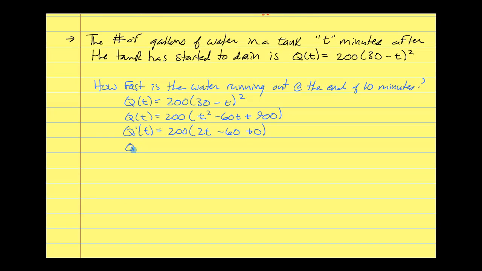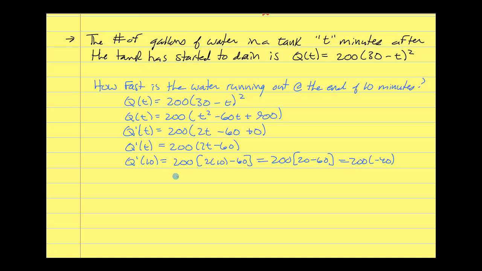So I get Q prime of t, the rate of change of the gallons of water in a tank after t minutes, is equal to 200 times 2t minus 60. So that's Q prime of t. Now we want to know what's happening at 10 minutes. So we want Q prime at 10. So 200 times 2 times 10 minus 60. 2 times 10 is 20, 20 minus 60 is negative 40. So what I get here then is negative 8,000 gallons per minute.